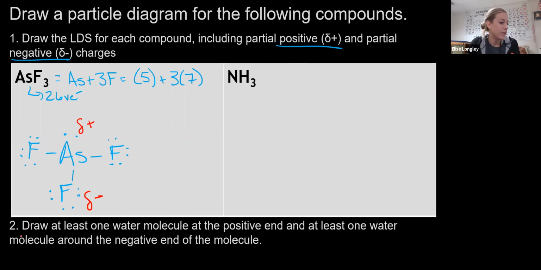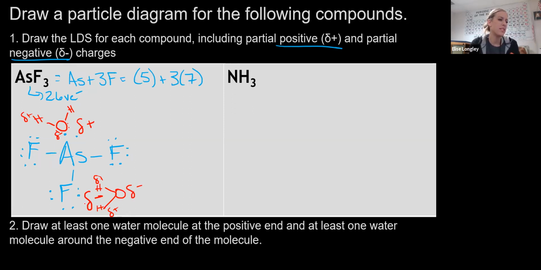Okay. When I add the water molecule, the oxygen is going to be closest to arsenic because it is partially negative and these are partially positive, and I'm going to have my 2 lone pairs on that oxygen. My hydrogens are going to be close to the fluorine because they are partially positive and this is partially negative.